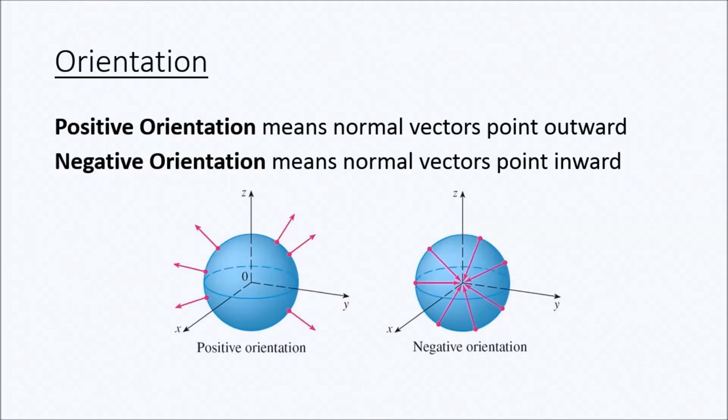We're going to describe orientation based on our normal vectors. So again, those normal vectors, which we use to define our tangent planes, when we're talking about parametric surfaces, it's the same idea. So positive orientation means our normal vectors are pointing outward, and negative orientation means our normal vectors are going to be pointing inward.